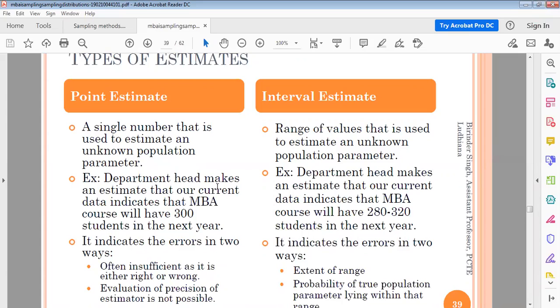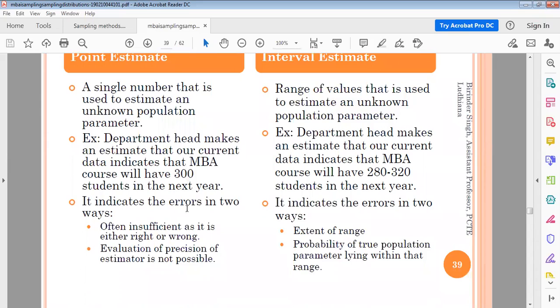For example, a department head makes an estimate that our current data indicate that the MBA course will have 300 students next year. Okay, this is the point estimate. For an interval estimate, the department head makes an estimate that our current data indicate that the MBA course will have 280 to 320 students next year. This is the interval, 280 to 320. This is why it is called an interval estimate, and this is the point estimate, only 300.